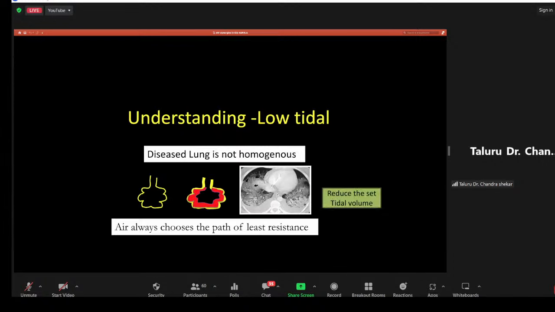So this is the most important takeaway message, the one strategy that you have to employ across all patients: a reduced tidal volume setting. The reduced tidal volume setting for a normal lung would be between 6 to 7 ml. In an ARDS lung, we will go between 5 to 7 ml. This is the tidal volume setting that we use.